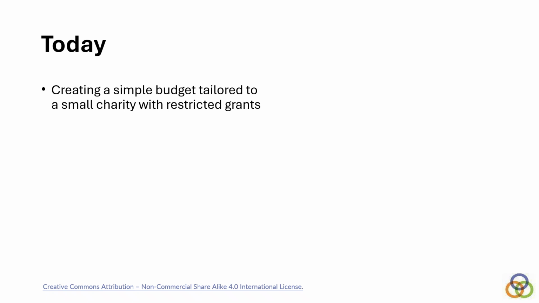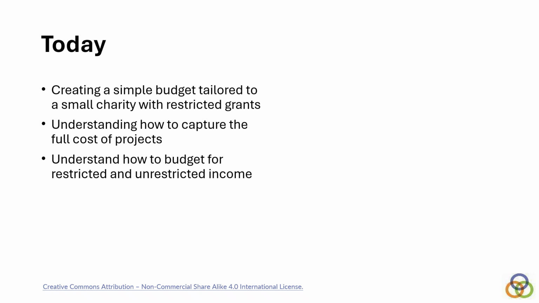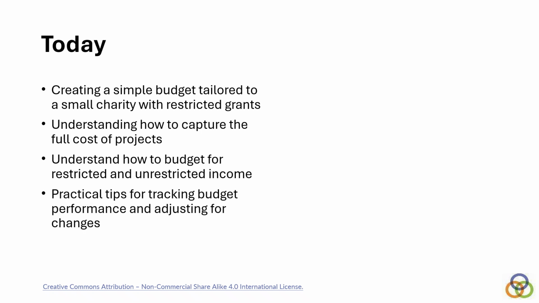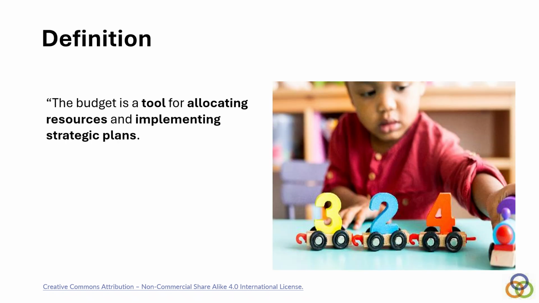We are going to be looking in this brief slide deck at a way to do a really simple budget for a small charity with a couple of restricted grants, how to capture the full costs and give us our best chance of full cost recovery when we're fundraising. The upsides of budgeting for restricted and unrestricted income separately, and some practical tips for tracking budget performance and adjusting for changes. Going back to first principles, what is a budget?